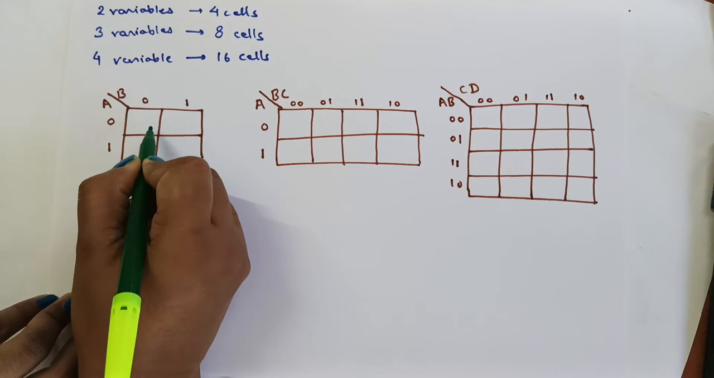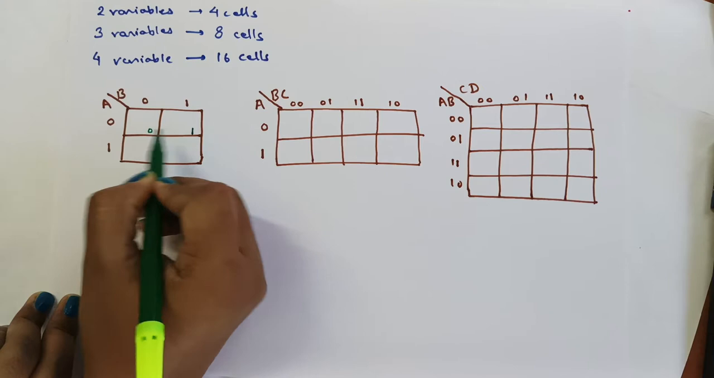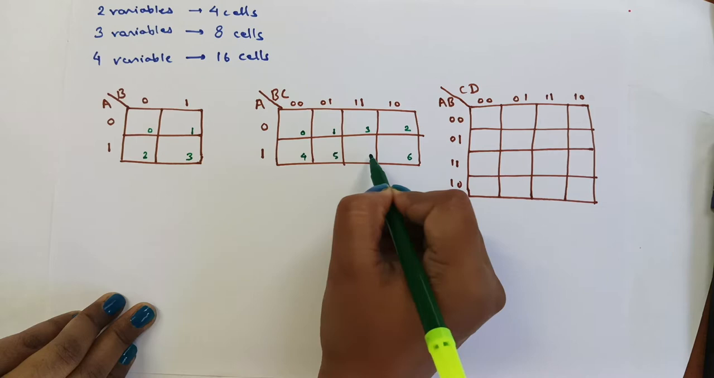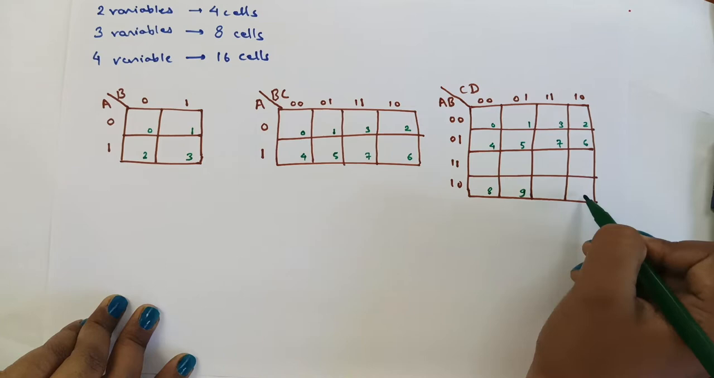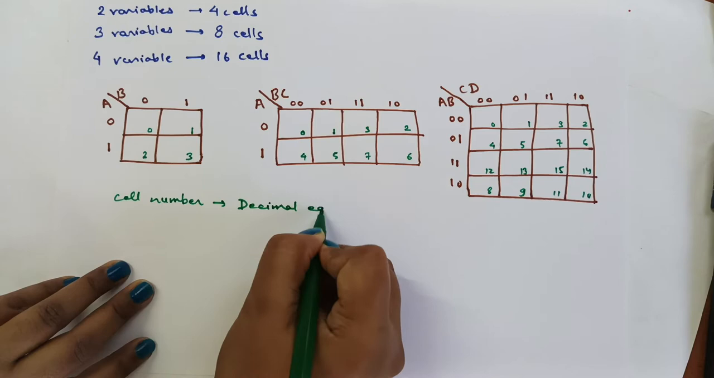Now we will do the numbering. Here the combination of 0 and 1 at the left side and the top side gives the gray code. And the decimal equivalent of the gray code gives the cell number. So we write 0, 1, 2, 3. These are the cell numbers. Similarly, here 0, 1, 2, 3, 4, 5, 6 and 7. See carefully the 16 cell numbering: 0, 1, 2, 3, 4, 5, 6, 7, 8, 9, 10, 11, 12, 13, 14 and 15. So we can say here cell numbers are the decimal equivalent of the gray code of the cells.